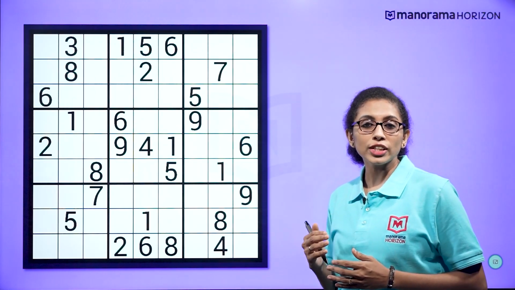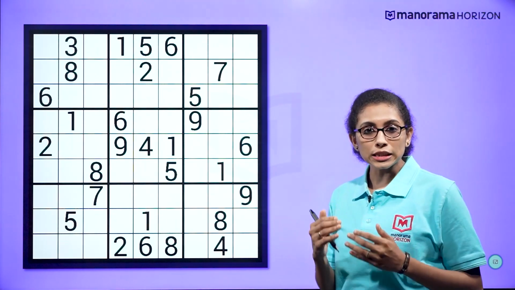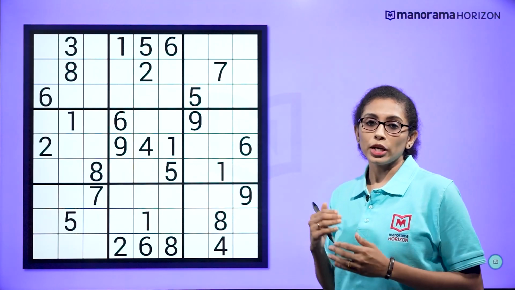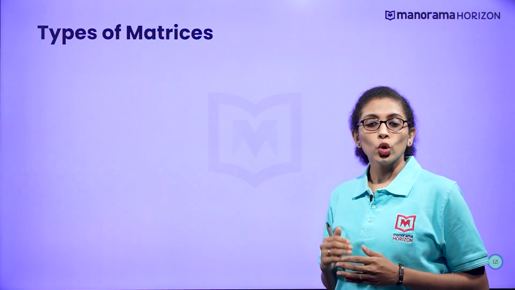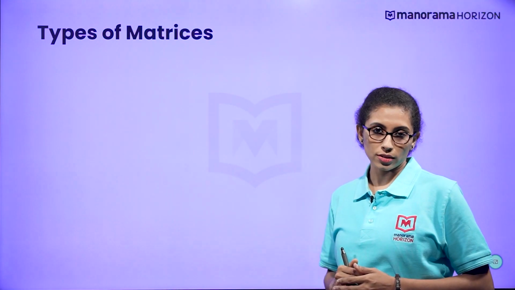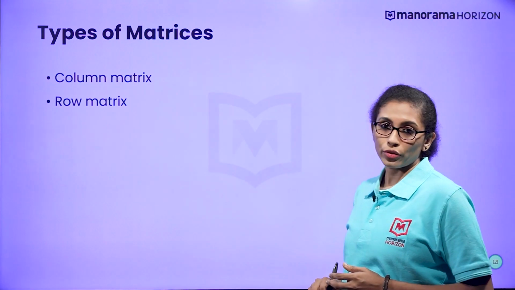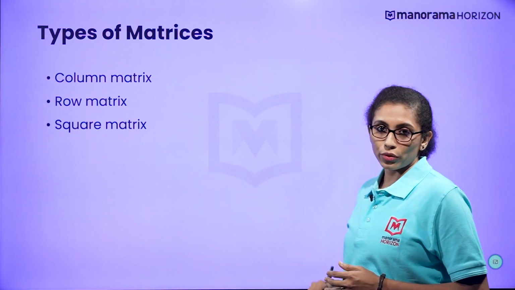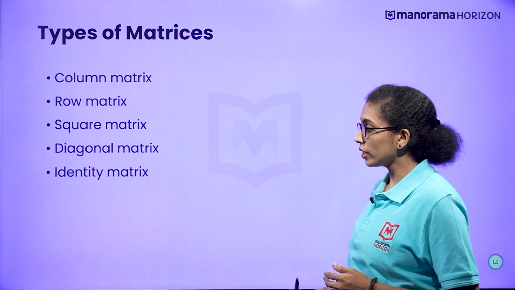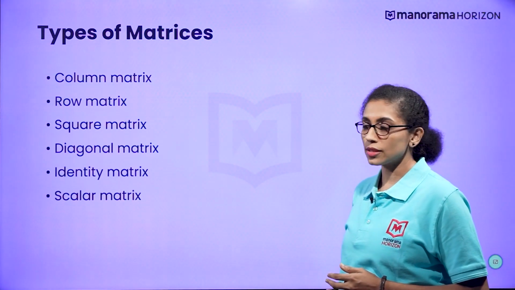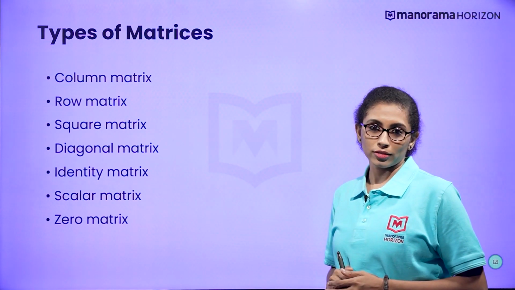Matrices are the best components for representing a large amount of data in a more compact way. But the way in which data is organized is different. Some may be entered column-wise, some may be row-wise. In this video, we will be dealing with different types of matrices: column matrix, row matrix, square matrix, diagonal matrix, identity matrix, scalar matrix, zero matrix. Let's discuss one by one.